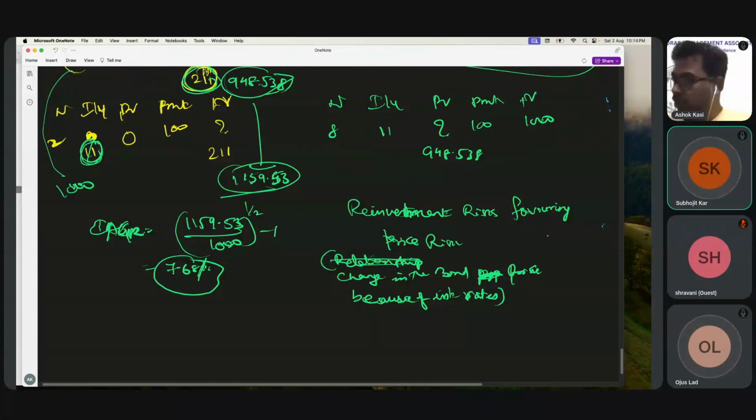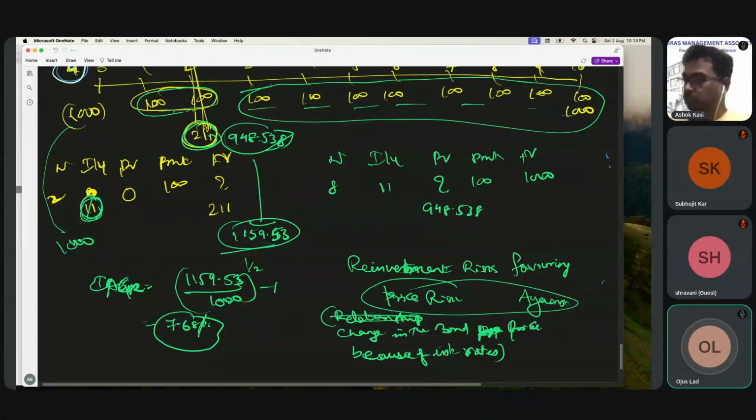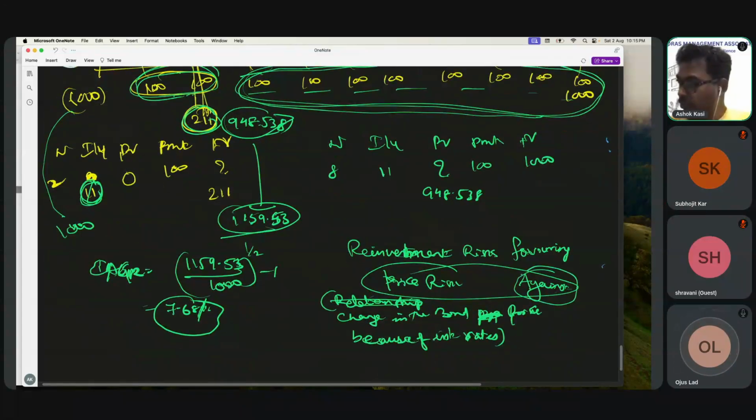See here, when the interest rate is going up, the bond price is supposed to come down. That means the price risk is against you, because the bond's price is going to come down. And between these two, what do you think? This 2 year is more powerful or 8 year is more powerful? Obviously 8 year. So that means the one against you, price risk, is more powerful now.